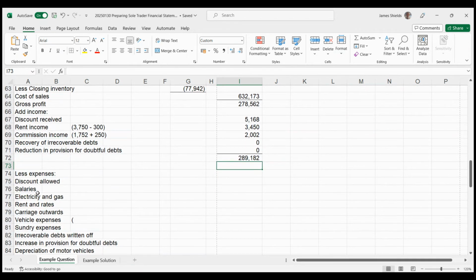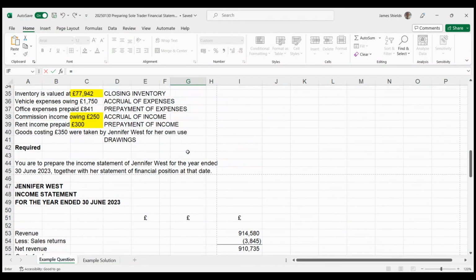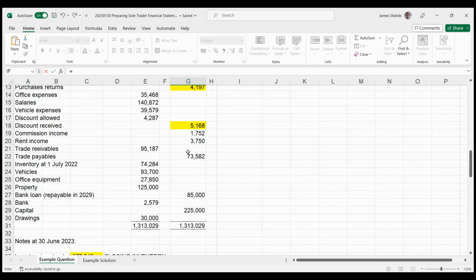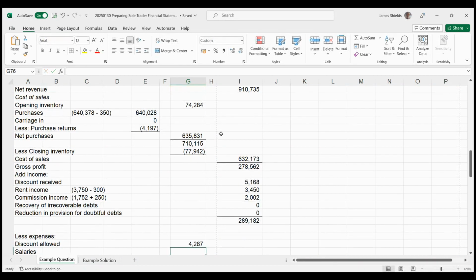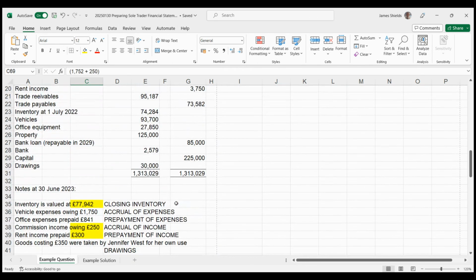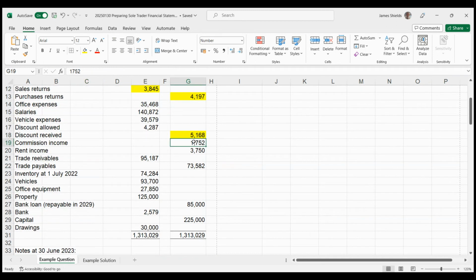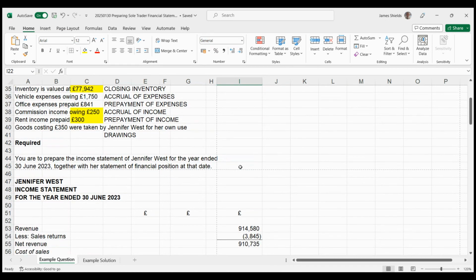Now expenses now. I'm going to type expenses. Now discount allowed. Let's check if there's a discount allowed. There we go. 4287. Now I didn't highlight the 1752. So I'll do it at the same time. So 1752 and 4287. So that's the 1752. And that's the 4287. So we're up to date in the highlighting bit now.